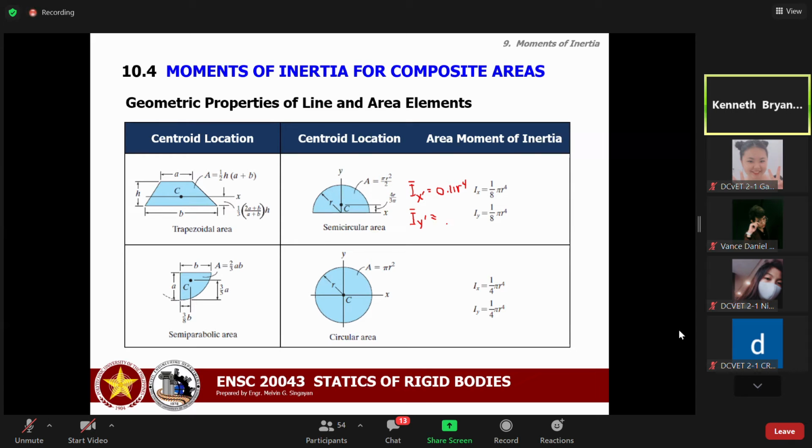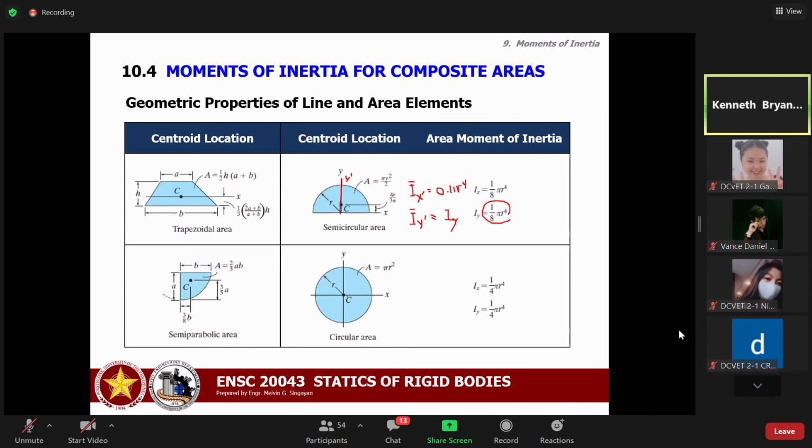So I bar y prime is the same with Iy. Bakit sila same? Kasi yung y prime axis natin, same lang sa y axis. Kaya yung I bar y prime, this is the value here. And also, you need to take note of the orientation of the axis. Then, circular area, ito centroidal na rin.